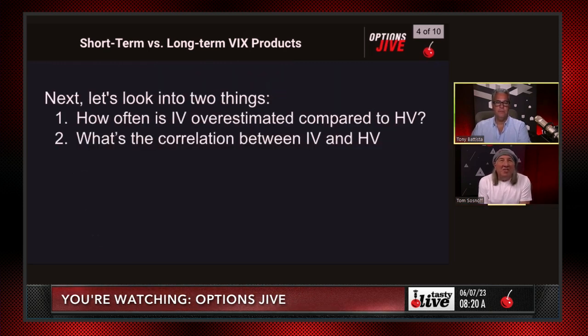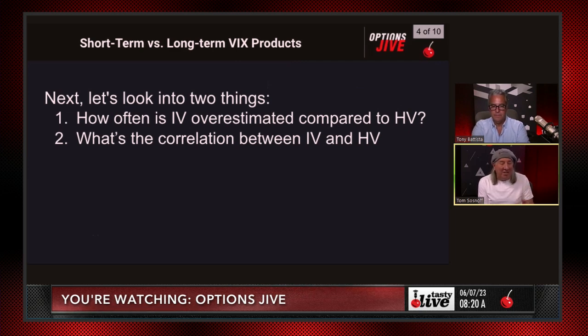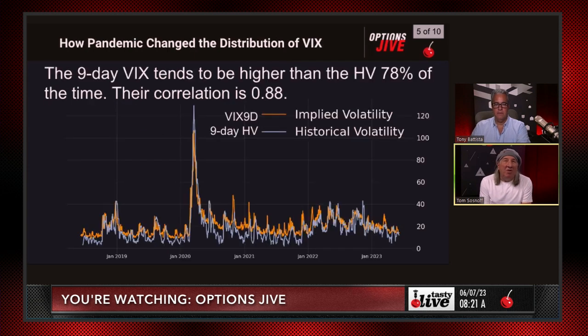Sure. So next, let's look into two things. How often is IV overstated compared to historical volatility? So how often is expected volatility overstated relative to historical volatility? We've always seen in the past it's around 85%, but we'll see. And what's the correlation between implied volatility, which is forward-looking, and historical volatility, which is backward-looking? Let's take a look. Next slide.